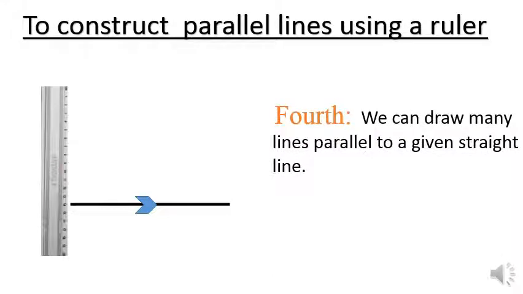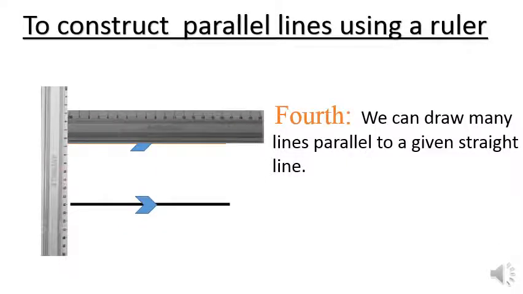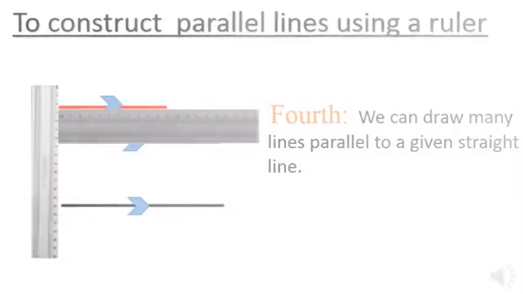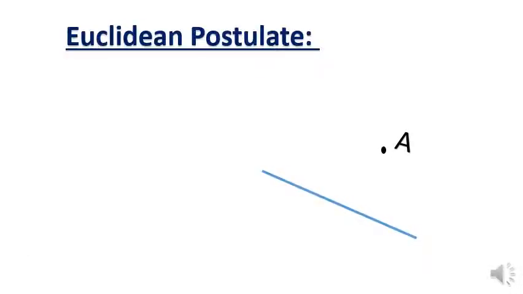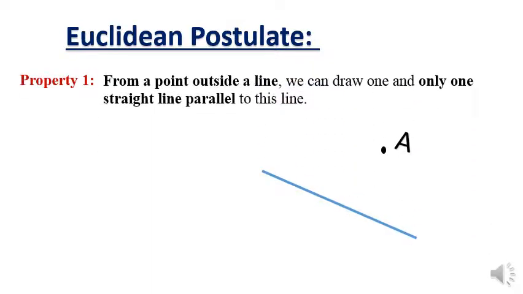Here we have a property of the parallel lines. We can draw many parallel lines to a given line. Now we want to explain the Euclidean postulates. We have many properties, starting with property 1.